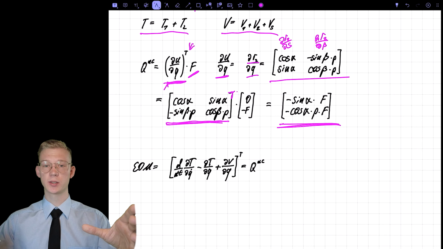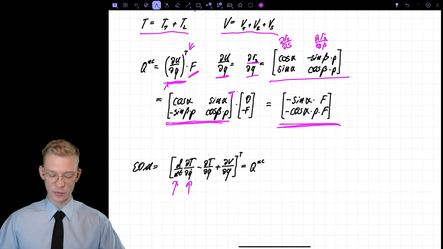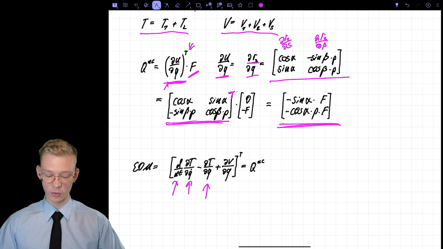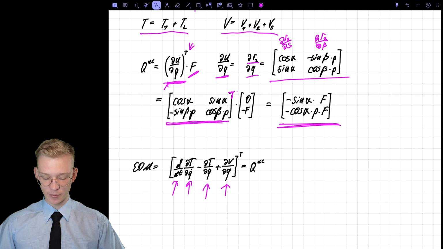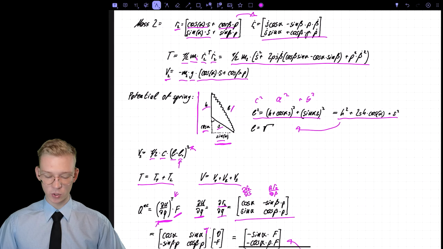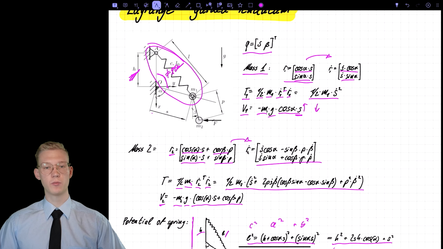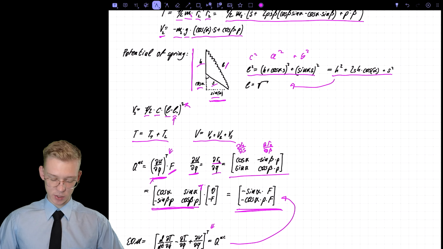The last step is just a derivation. So we have the absolute time derivative and a partial derivative of our kinetic energy with our q dots, minus the partial derivative of our kinetic energy with our q's, plus the derivative of the potential energy with our q's. Don't forget the transposed, and this will be equal to what we had right here. So at the end, we will have two equations of motion, not because we have two masses, but because we have two generalized coordinates.